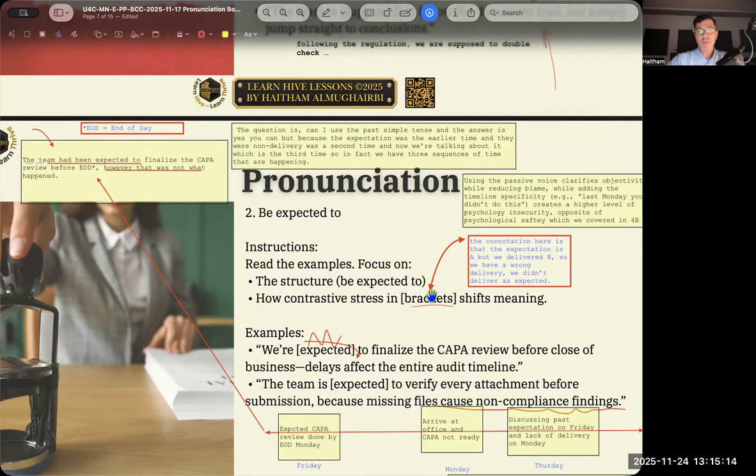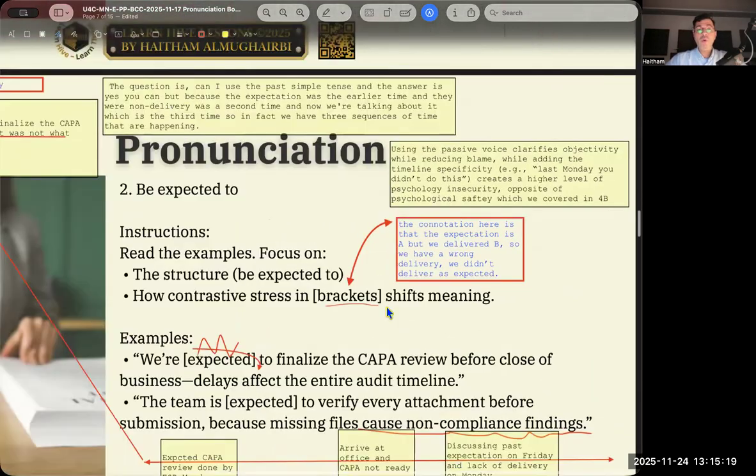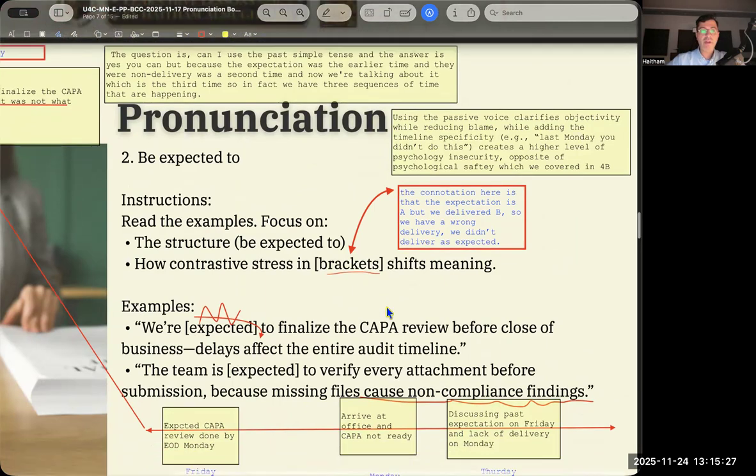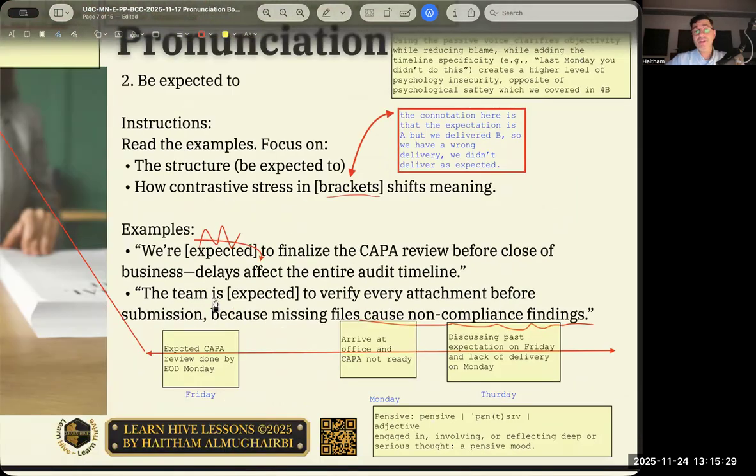And look at the contrastive stress. We're expected to finalize the CAPA review before close of business day. Delays affect the entire audit. Okay, and the second one is: the team is expected to verify every attachment before submission because missing files can cause non-compliance findings. So the team is expected to.